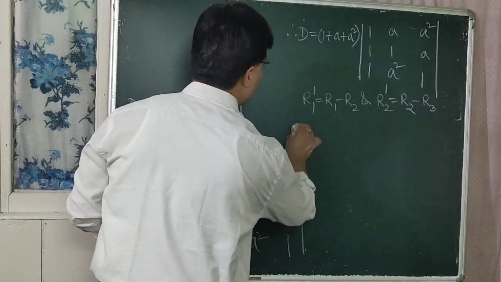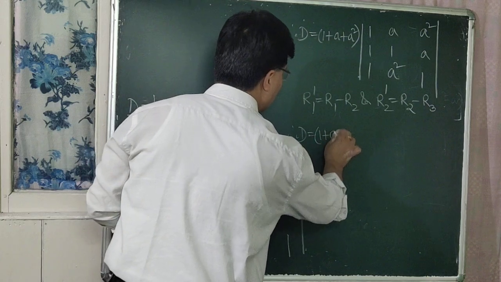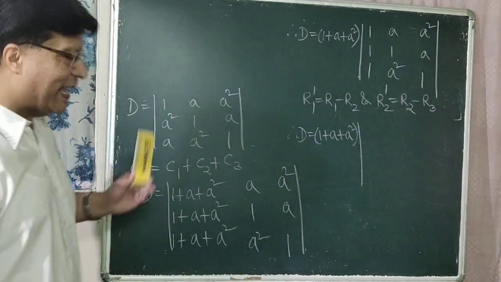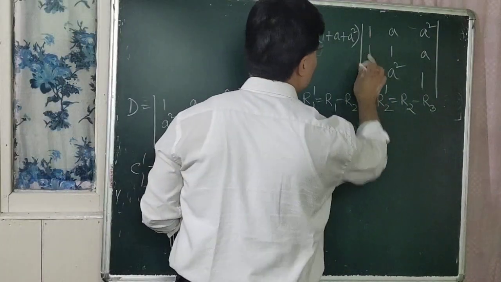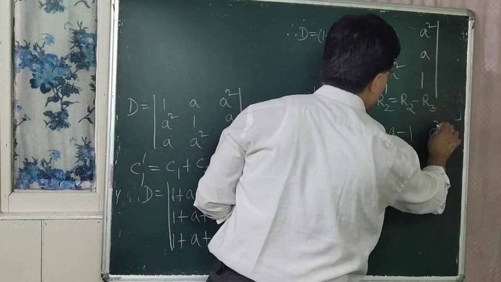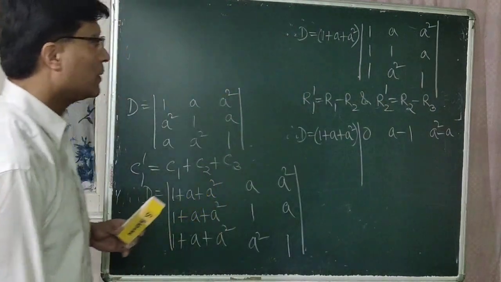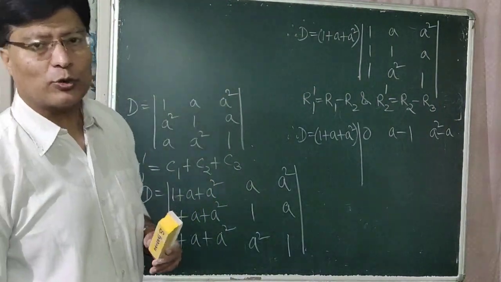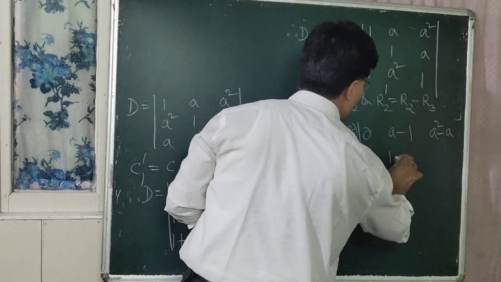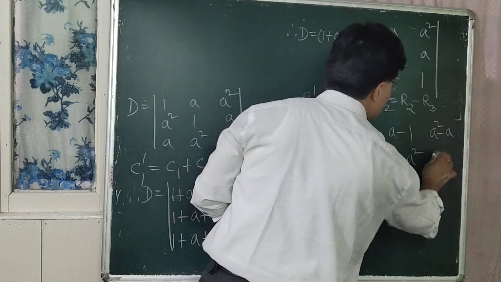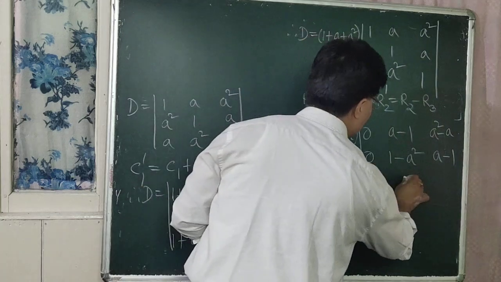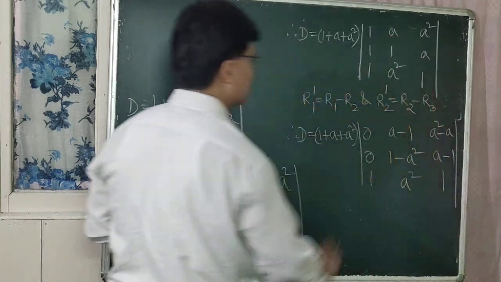Is it clear? So therefore D is equal to within bracket 1 plus A square. Now what is the new first row? R1 dash means new first row. So 1 minus 1, 0. This is A minus 1. And this one is A square minus A. Right? Next, what is R2 dash? That means row 2 is changing again here. 1 minus 1 is 0. This minus this, 1 minus A square. This minus this, A minus 1. And third row remains same. That is 1, A square, 1. Right?